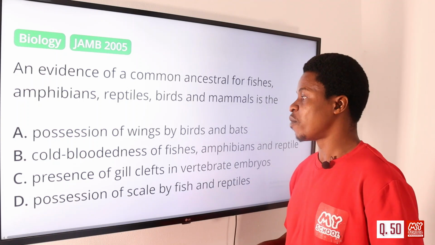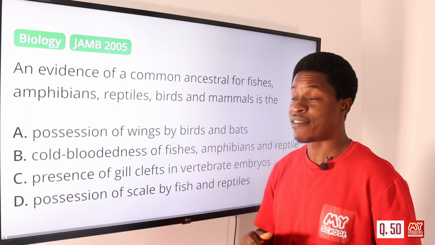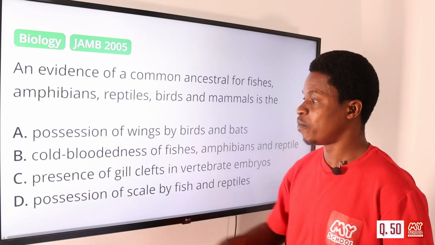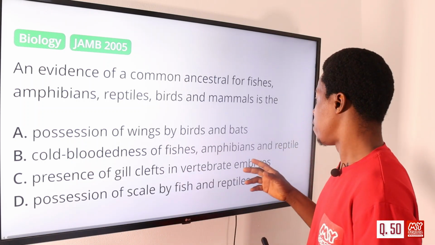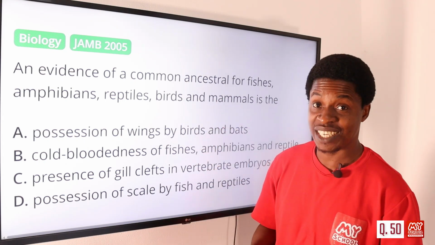Option A says possession of wings by birds and bats. How about the other animals? How about mammals? Do they have wings? No. Option B says cold-bloodedness of fishes, amphibians, and reptiles. How about the mammals? Are mammals also cold-blooded?